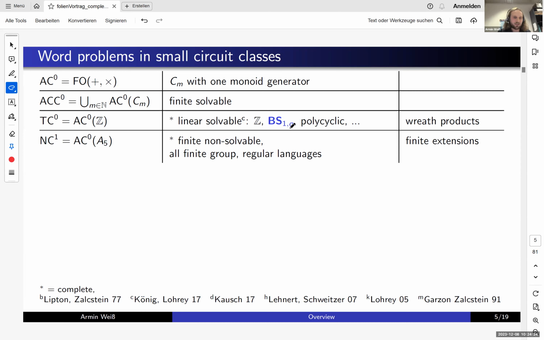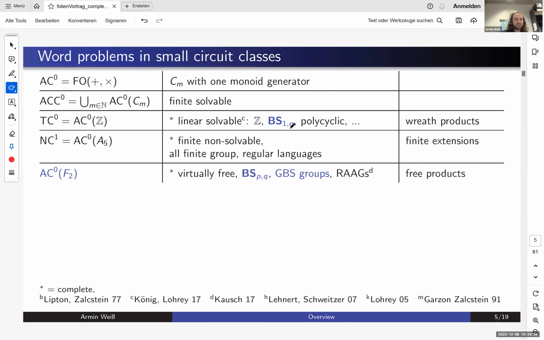Good. And also all regular languages are in this class. This class is also closed under finite extensions. Then we can go a bit further. The next group you might imagine after finite non-solvable groups might be the free group.